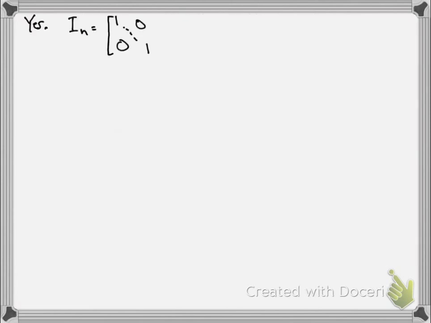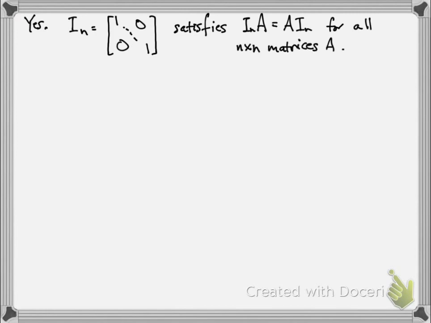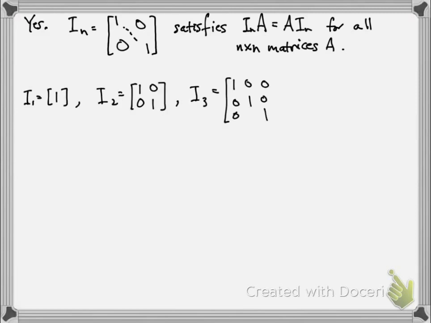The answer is yes. We'll let I sub n be the n by n matrix. It's going to be diagonal, and along the main diagonal is all ones. Everywhere off the diagonal is all zeros. And this matrix I_n is going to satisfy I_n times A is A times I_n equals A for all n by n matrices A. So for example, I_1 is just this 1, I_2 is 1, 0, 0, 1, I_3 is 1, 0, 0, 0, 1, 0, 0, 0, 1, and so on.